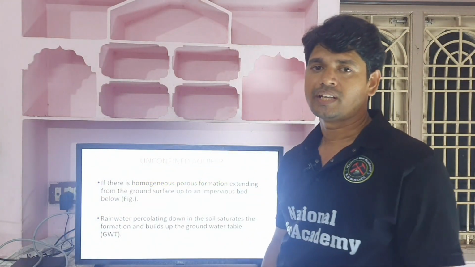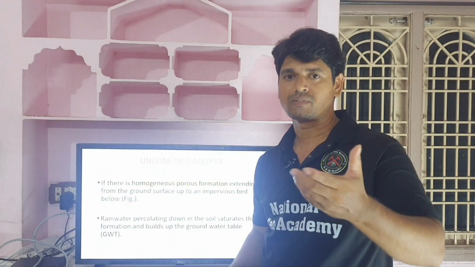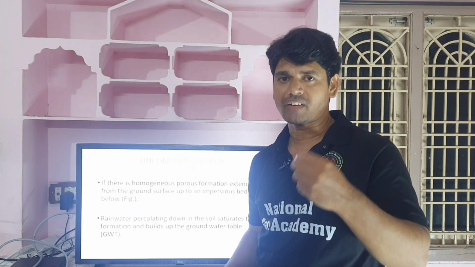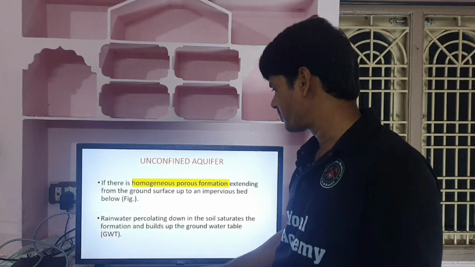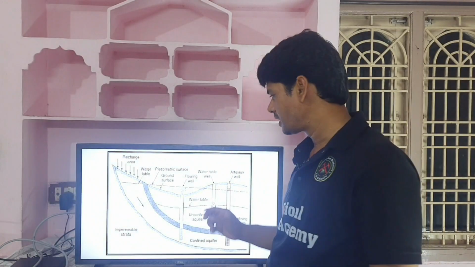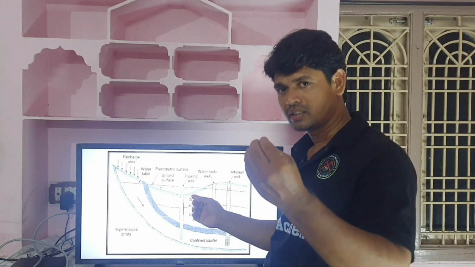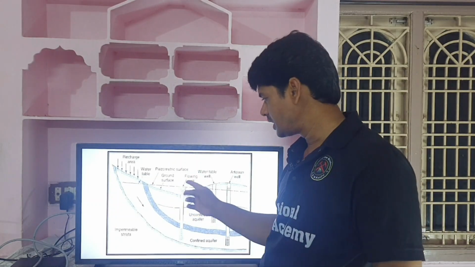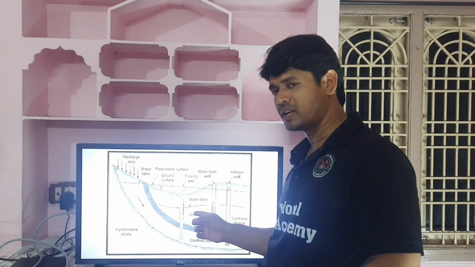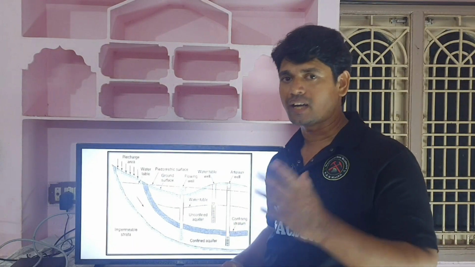Then next one is unconfined aquifer. If there is a homogeneous porous formation above, and below it is an impervious layer, such type of aquifer is called an unconfined aquifer. If you see this diagram, below is the impervious strata, and above is the homogeneous porous material. If rain water touches the surface, it percolates beneath the earth surface and reaches the impermeable layer, then forms an aquifer. Such type of aquifer is called an unconfined aquifer.